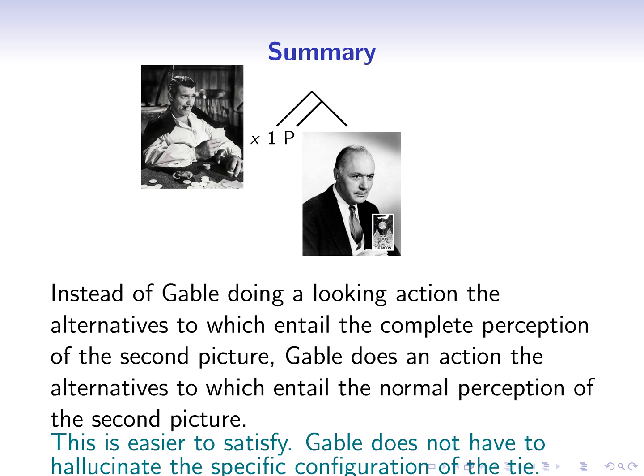Summary. For this embedding construction to be true, instead of Gable doing a looking action, the alternatives to which entail the complete perception of the second picture, Gable does an action, the alternatives to which entail the normal perception of the second picture. This is easier to satisfy than the first version. Gable does not have to hallucinate the specific configuration of the tie, though normally he would hallucinate the specific configuration of the card, namely, what card is held up.